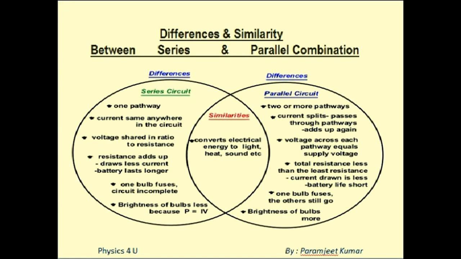Now if one bulb fuses, the circuit is incomplete in series, but in parallel, if one bulb fuses, the others will still glow. The brightness of bulbs is less in series circuit because resistance is more, and brightness of bulbs is more in parallel combination. And it is given by the relationship P is equal to VI, that is the expression for electric power.